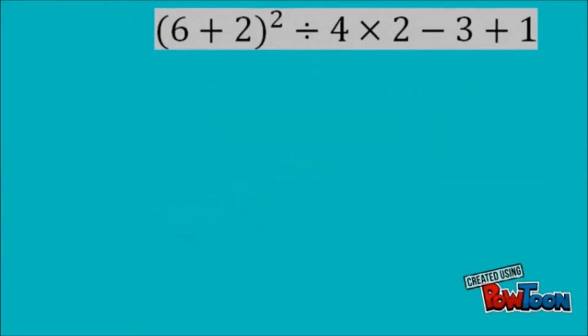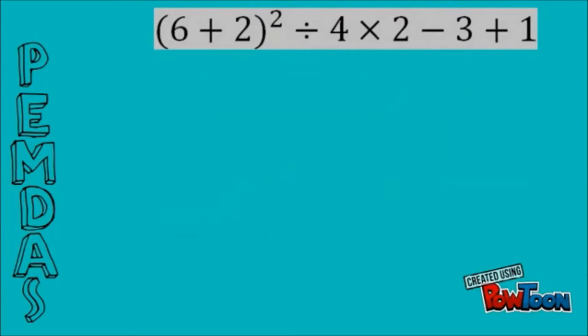Let's have an example. In this example, we have quantity 6 plus 2, squared, divided by 4, times 2, minus 3, plus 1. The first thing that we have to do with the order of operations is to solve everything located inside the parentheses. In this example, we have 6 plus 2 inside the parentheses, which is 8. After writing the answer to the first part, bring down every other part of our math expression that we did not touch in the first step.